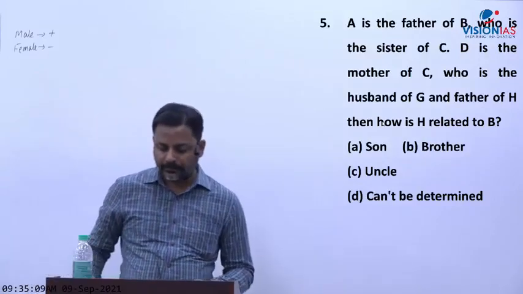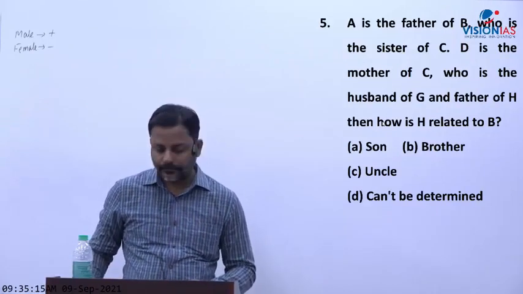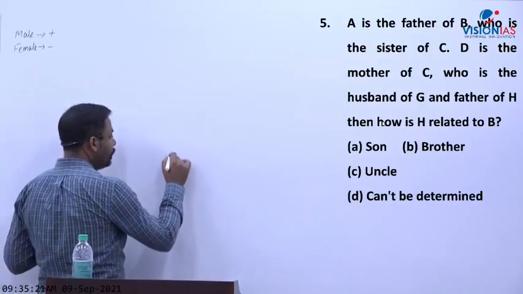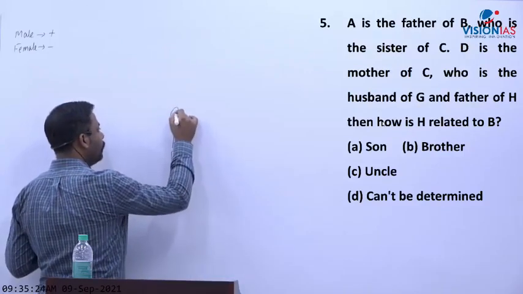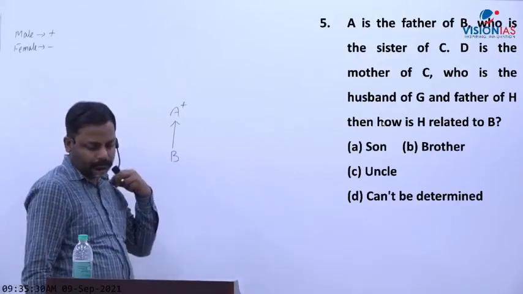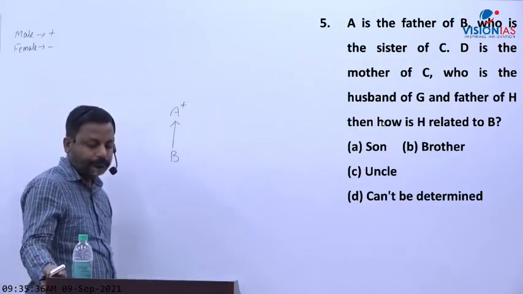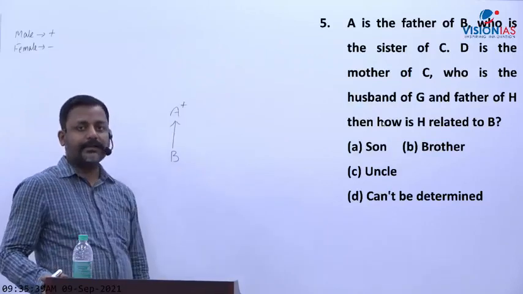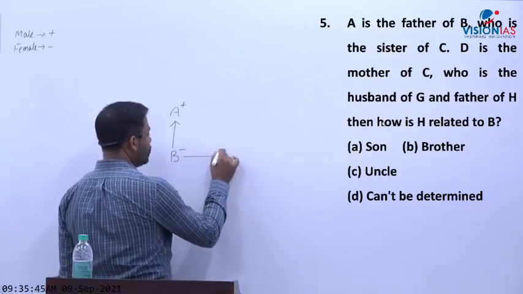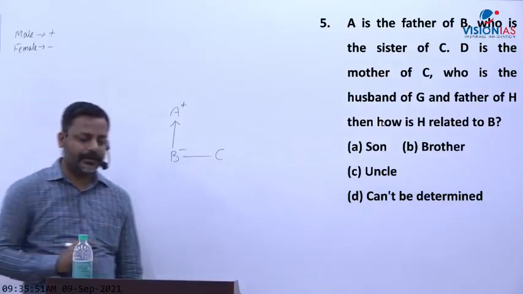So the question number 5 is, A is the father of B. Who is the sister of C? So A is the father of B. So we will place B first, and since A is father, we will put A towards upwards. And for indicating the gender of A, we will put this particular sign. Who is the sister of C? Who here stands for B? So B is sister of C. So since B is sister of C, B and C will be on same level. Brother, sister, these relations are of same generation.